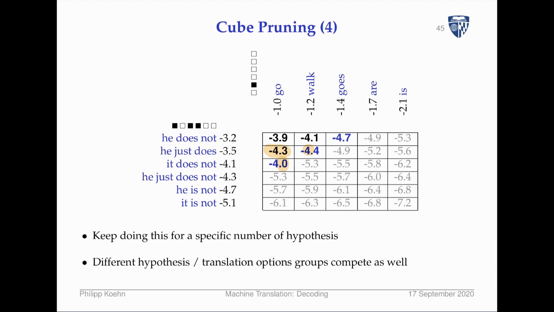And we do this for a specific number of hypotheses. You also have to keep in mind that this is one particular group of hypotheses and translation options. There are various groups, and they all are arranged in a way that they compete with each other. So we look at all the possible groupings. For each of them we produce the top right corner hypothesis, and then we choose between them based on which one looks most promising, which has the most promising scores, and then expand its neighbors and go from there.